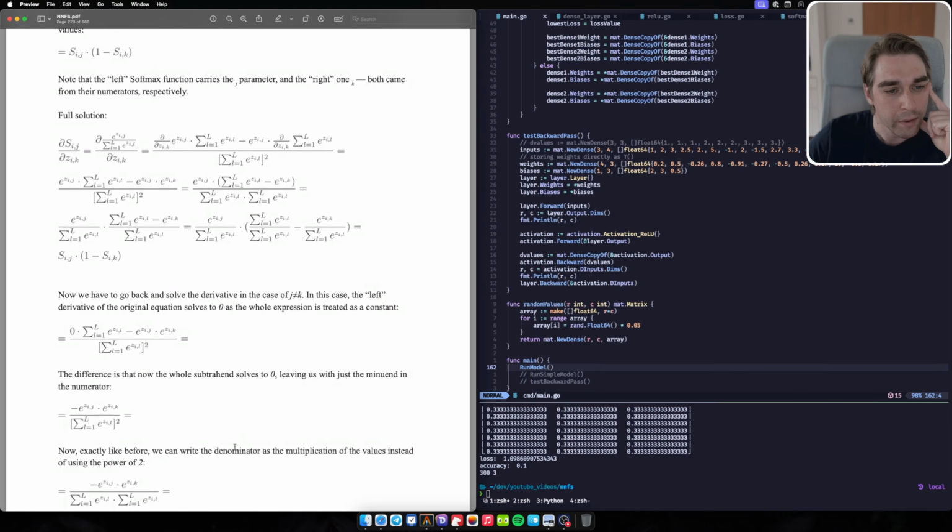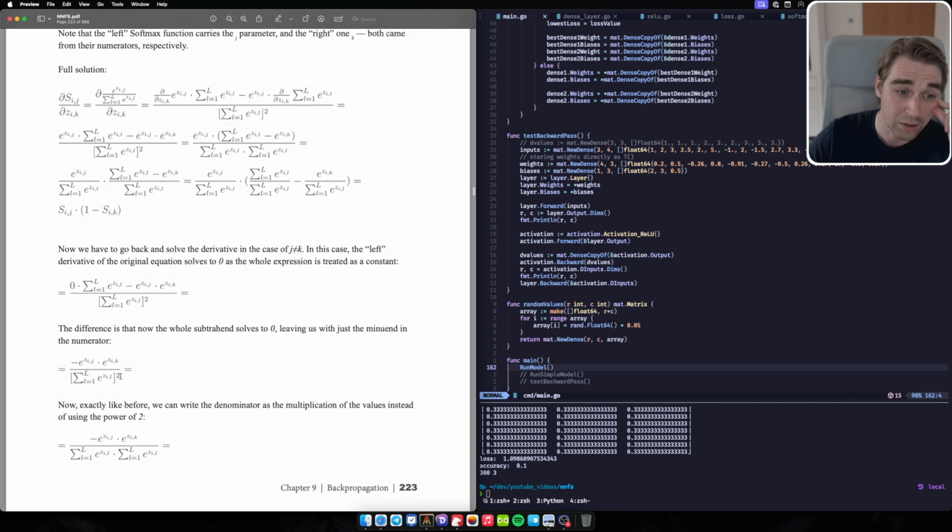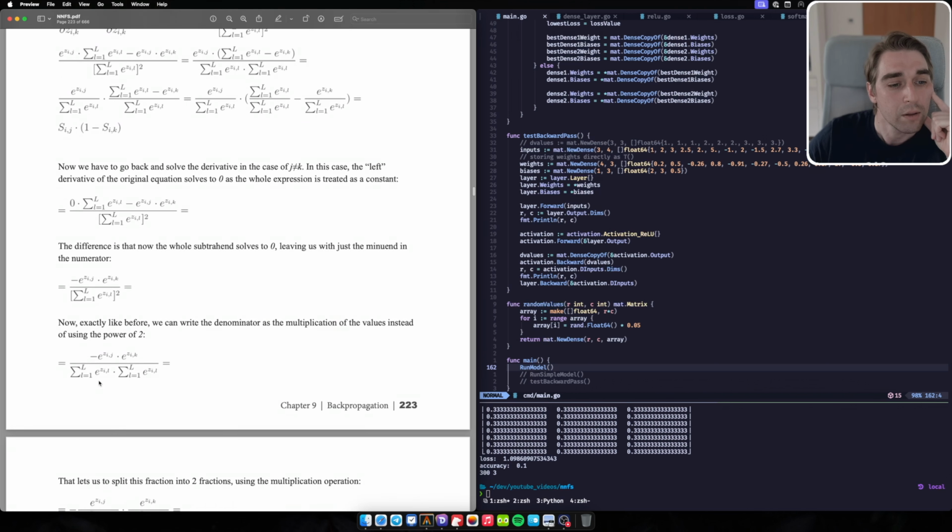Now we have to go back and solve the derivative in case of j doesn't equal to k. In this case, the left derivative of the equation solves to 0 as the whole expression is treated as a constant. So this is eliminated, so we ended up only with this one. The difference is that now the whole subtraction solves to 0, leaving us with the minuend in the numerator. Now, exactly like before, we can write the denominator as the multiplication of the values instead of using the power of 2.